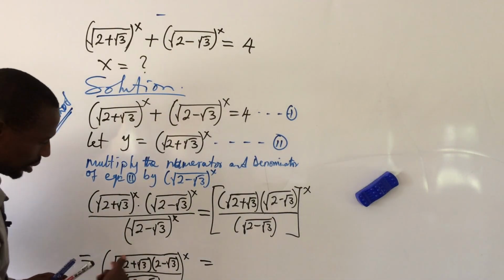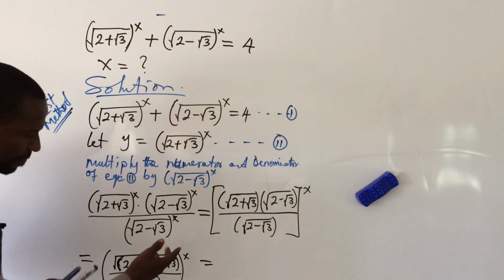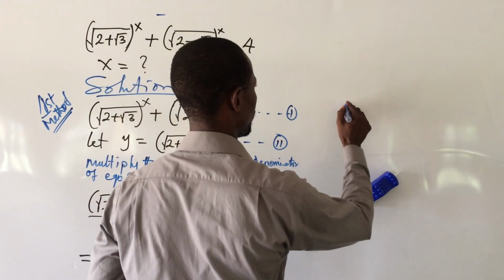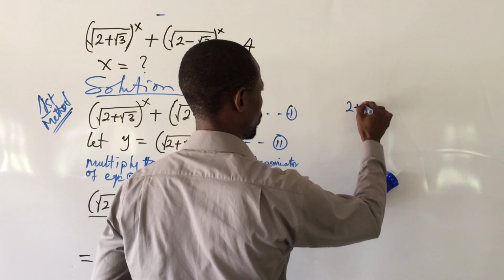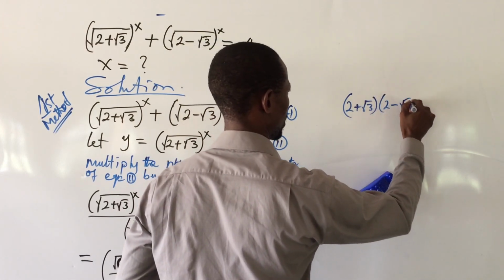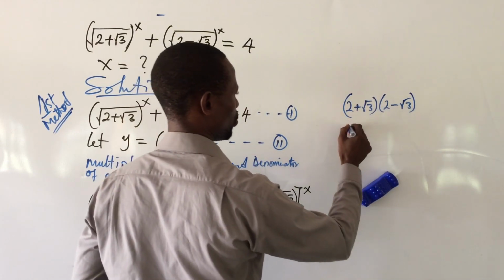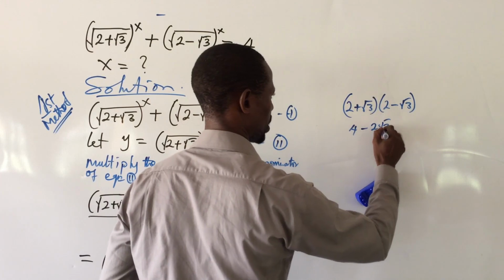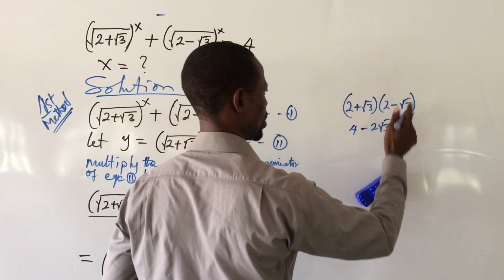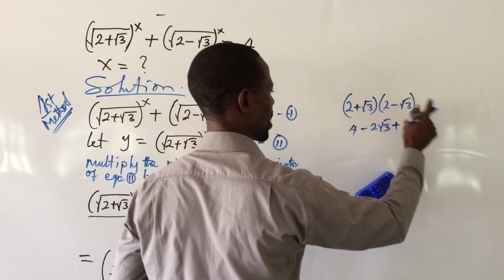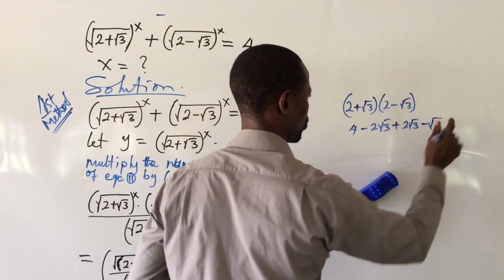If I open up this bracket, everything is going to give me 1. How? Let's check it out here. We have 2 plus root 3 close bracket, 2 minus root 3. 2 times 2 will give us 4. This 2 times minus 3 will give us minus 2 root 3. Then root 3 times 2 will give us plus 2 root 3. And root 3 times minus root 3 will give us minus root 9.